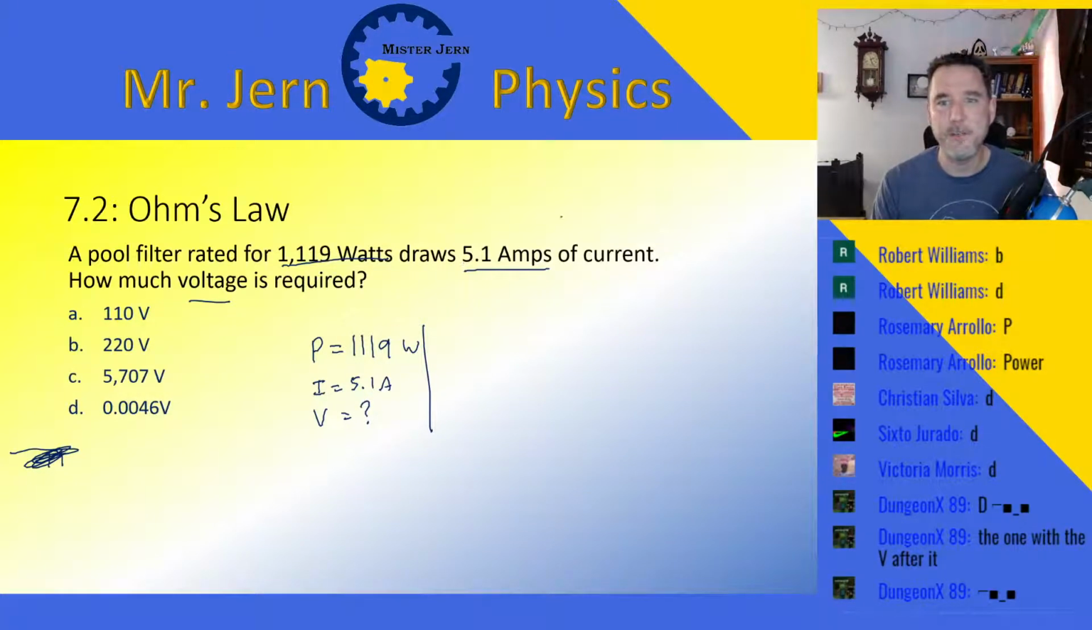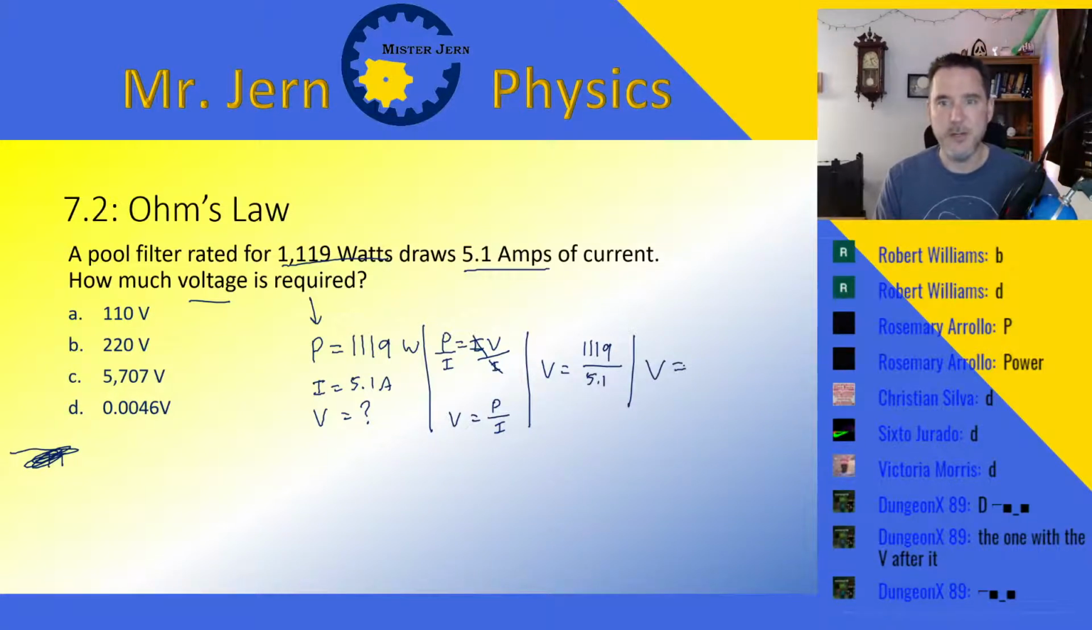You look at the equation sheet and you're going to see P equals I times V. It involves these 3 variables, which is why you've got to list them out. It really helps. But we want to solve for voltage. So I want to get voltage by itself by dividing current out on the one side. That means voltage is power divided by current. So power is 1,119 divided by current, 5.1 amps.